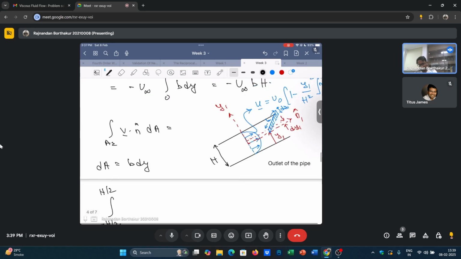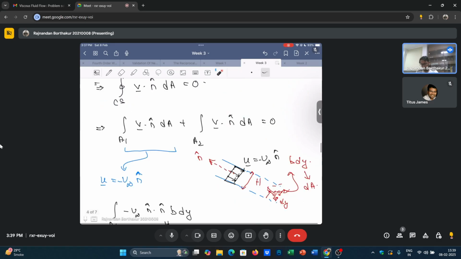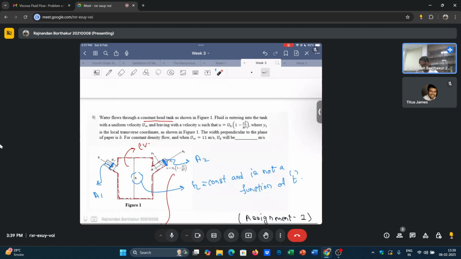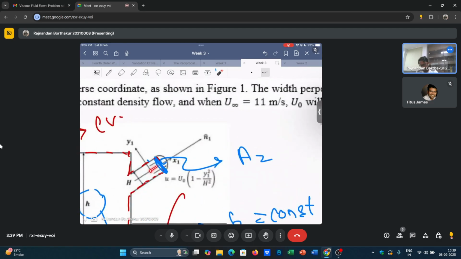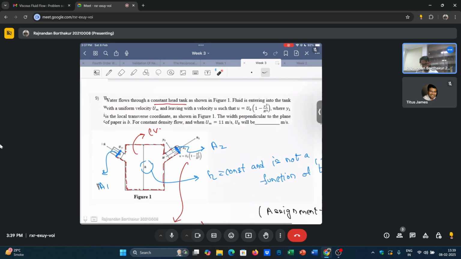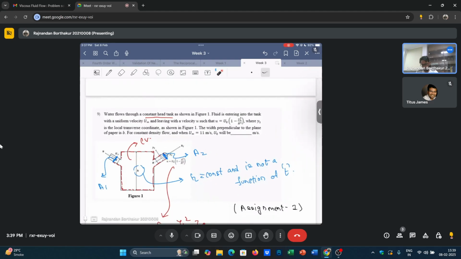Why? Because your axis is now here. Okay, that is again something that is given in the problem. If you choose your axis here, you would integrate from 0 to h, but you can see that your problem has said that your axis is basically here, that is in the center line of the channel, and that's why I'm integrating it from minus h by 2 to h by 2. I hope this thing is clear to you.